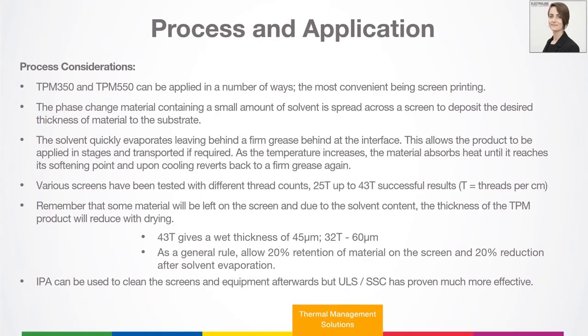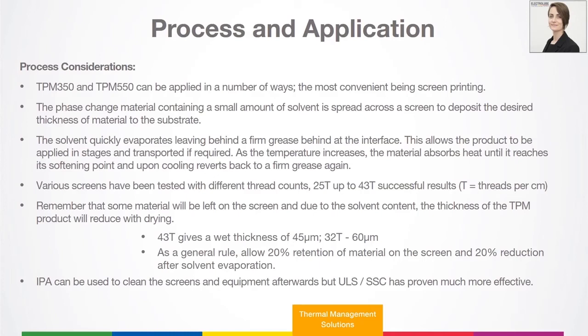So Electrolube products TPM 350 and 550 can be applied in a number of ways, but we would recommend screen printing. Screens have different thread counts, so it's important that you test to see which is the best thread count to get down the amount of material you need for your application. But typically, we recommend 25 to 43 T.